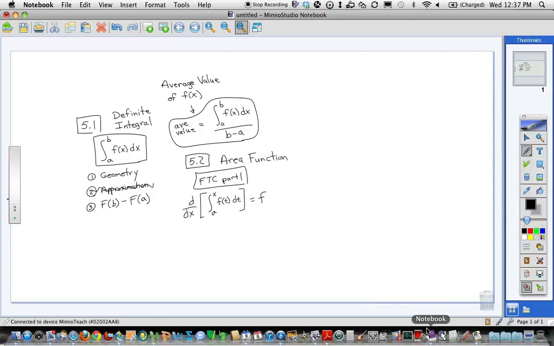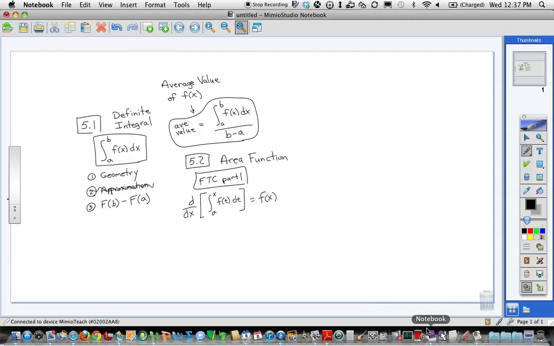Little f of x, not t, right? Because it's with respect to x. X is a variable. Basically, you're saying the derivative and the antiderivative undo each other. But this sentence, this thing right here, is basically saying that the area function is the antiderivative of little f. That's how you say it.